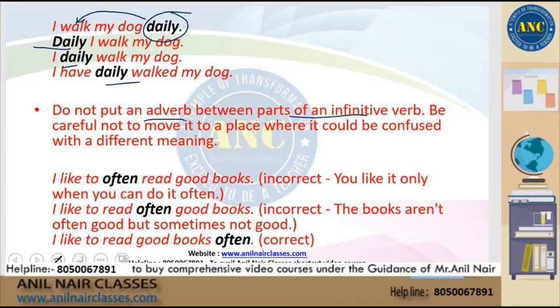But if you say, I like to read often good books, that means you only read books that are often good, sometimes good. I'm sorry, that are often good, but sometimes they are not good. So that means you can only read good books, often good books, right?